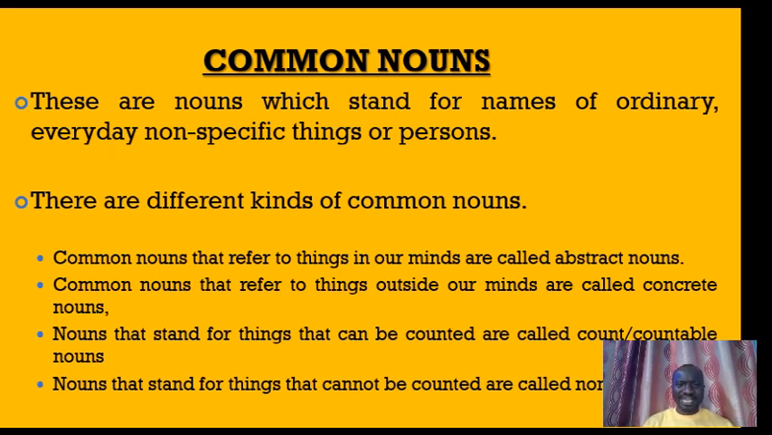One, common nouns that refer to things in our mind are called abstract nouns. Everything that cannot be seen, that cannot be touched, but is formed in our mind, we call abstract nouns. We have common nouns that refer to things outside our mind, called concrete nouns. It means that they are not in our mind, but they can be found and touched. We also have nouns that stand for things that can be counted; they are called count or countable nouns. We also have nouns that stand for things that cannot be counted, and they are referred to as non-count nouns.